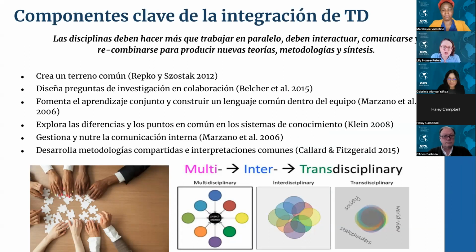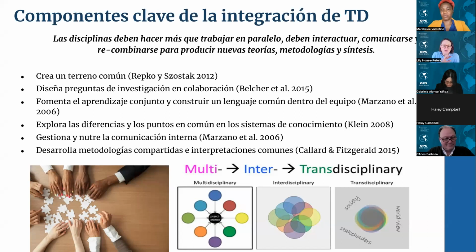So we want to share some of the key components of transdisciplinary integration, and we'll continue to discuss this, as well as best practices for this integration. But we really like this quote here, that disciplines must do more than work in parallel. That's what we might see with multidisciplinarity, which you see at the bottom in that picture: many different disciplines working in parallel. But what we're doing with transdisciplinary research is getting these disciplines to interact, to communicate, and really to recombine their knowledge to produce new and innovative theories, methodologies, and syntheses, which we believe can go beyond what is possible in multidisciplinary or even interdisciplinary research.